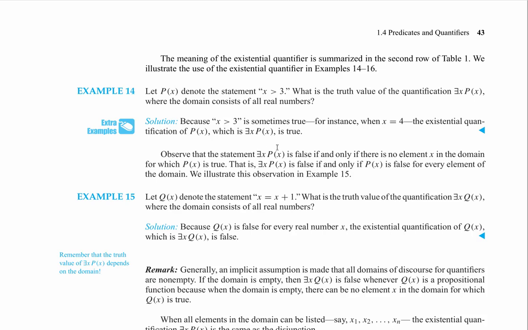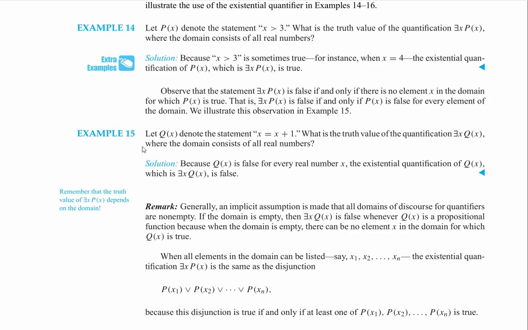And they're saying here, the only way this whole thing could be false is if there are no solutions, if there are no x's that are greater than 3. So an example like that, example 15: let q of x say that x is equal to x plus 1. The domain here is the set of all real numbers. So what is the truth value of the quantification there exists x so that q of x? So are there any real numbers so that x is equal to x plus 1?